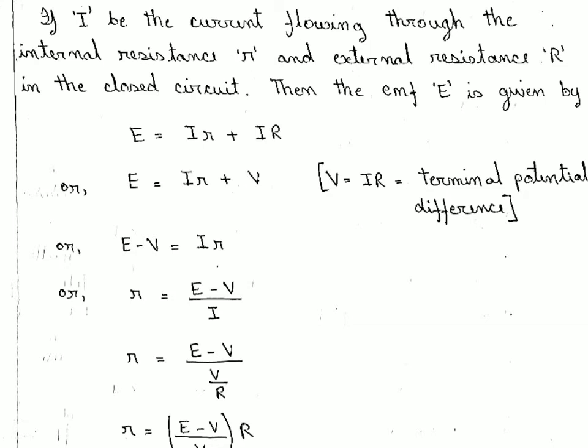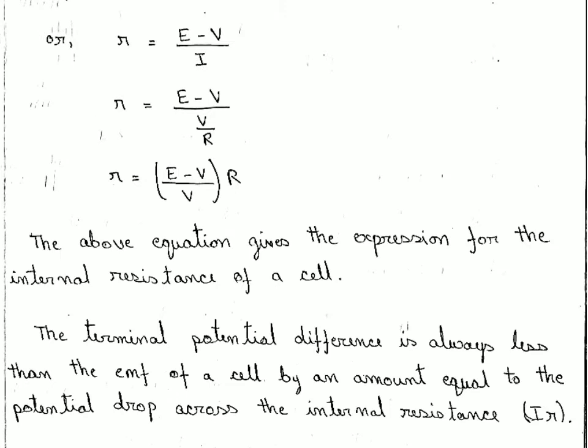Again, using Ohm's law, you have I equal to V by R. Or here r, the final expression, is equal to E minus V divided by V, into R. So this is the expression for the internal resistance of a cell.